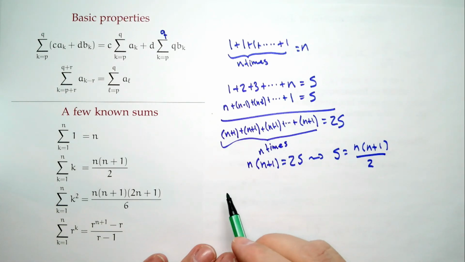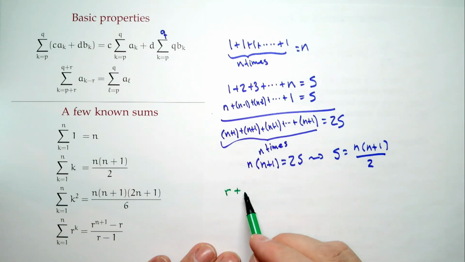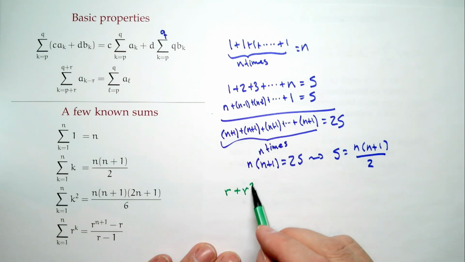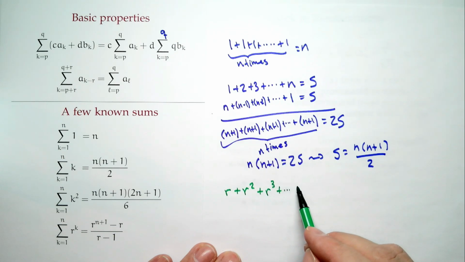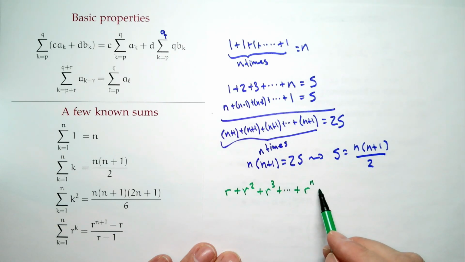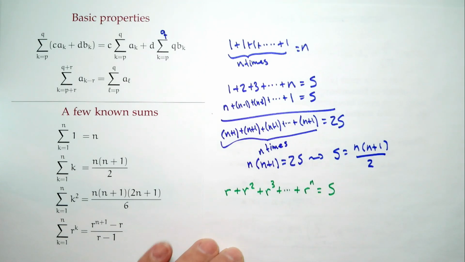So this says what? You're going to add r, plus the next term will be r squared, and then the next one will be r cubed. And you keep going all the way till you get to r to the n. Now I'm trying to figure out what that sum is. I'm going to call it S. Now this is called the geometric sum. In case you're wondering what geometric means, geometric means multiplying. So you're multiplying at each stage.